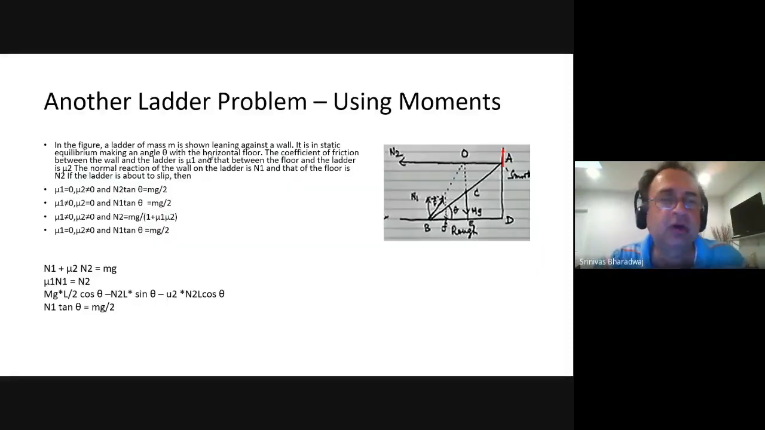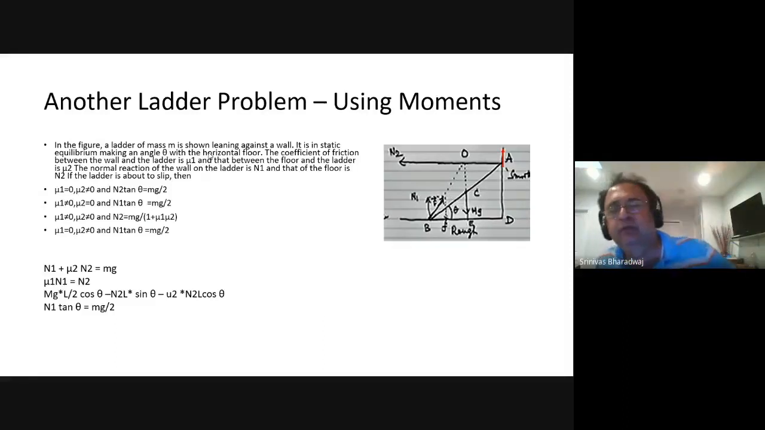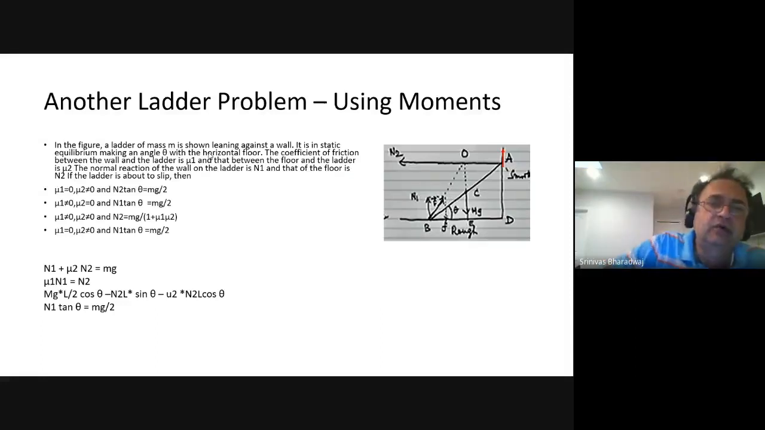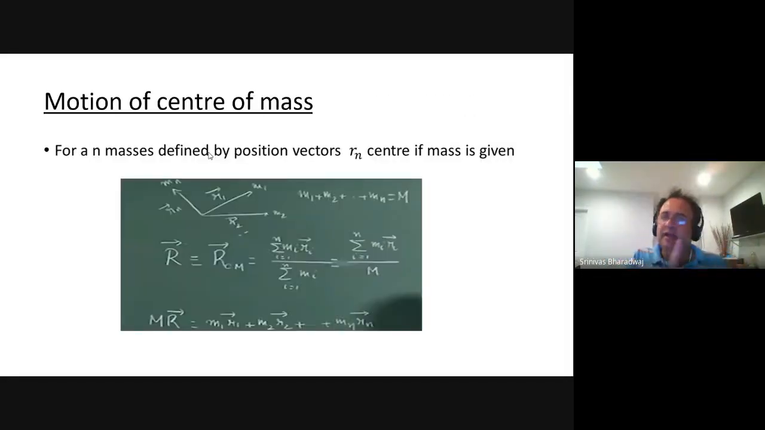Ladder problems most often involve both. In this case, the wall is smooth, so that changes everything. If the wall is not smooth, then you end up with 2 mu's, mu1 and mu2, and you have 2 equations. Then you will end up with multiple unknowns, and they will tell you it is about to slip, and therefore the frictional force is mu times N. Keep that in mind when you look at these ladder problems.